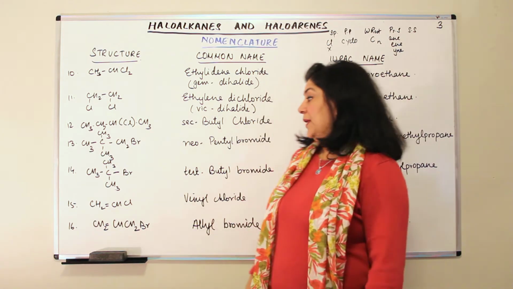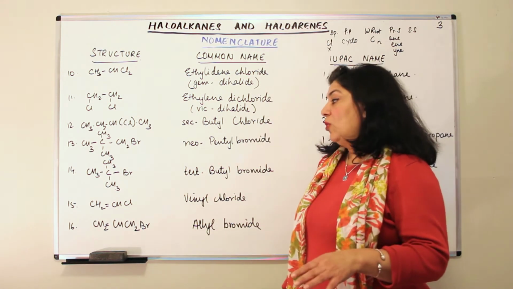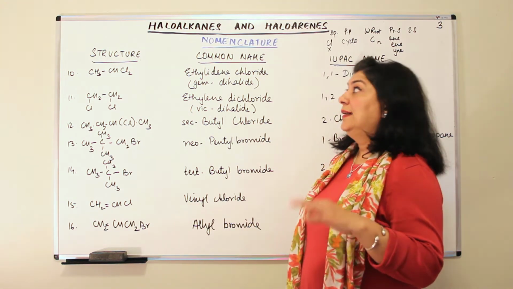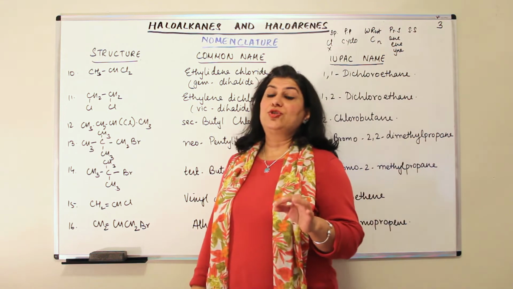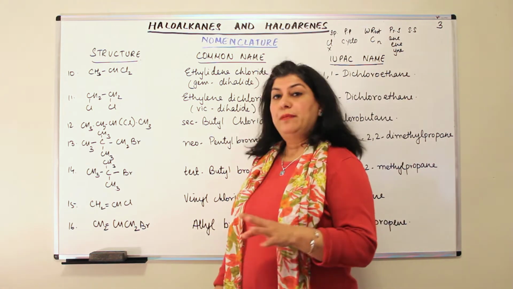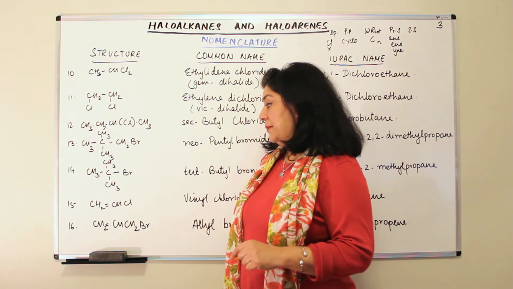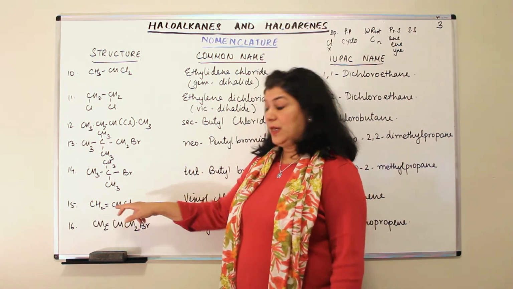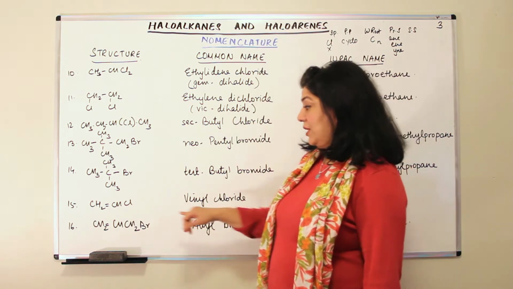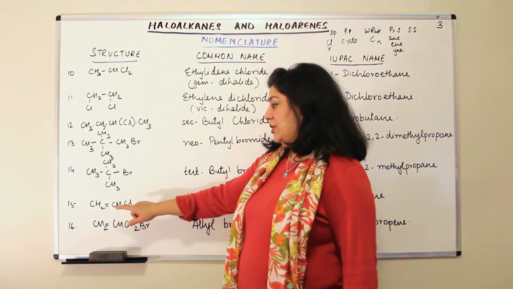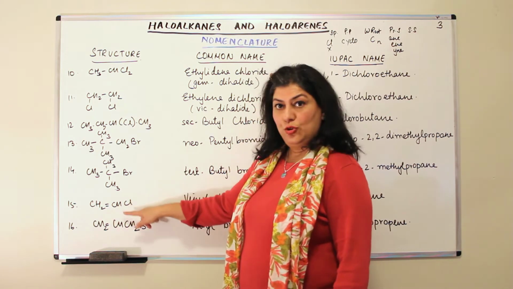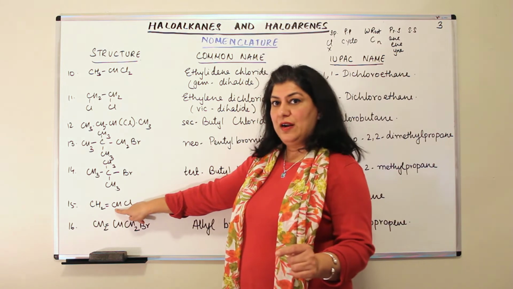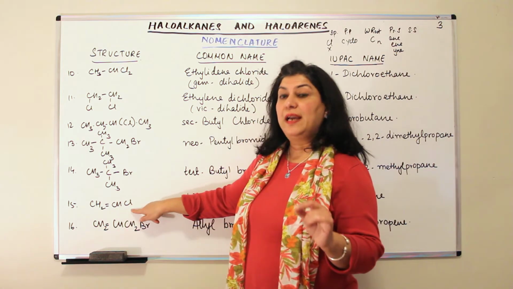Example 15. CH2=CHCl. So now we have unsaturated hydrocarbons, and the halogen has been attached to an unsaturated hydrocarbon by replacing one of the hydrogens of that compound. I'll first come to the common nomenclature. Whenever you have the group attached to a carbon which has a double bond, the alpha carbon which has a double bond would be a vinyl group.